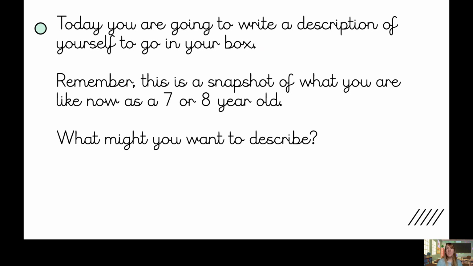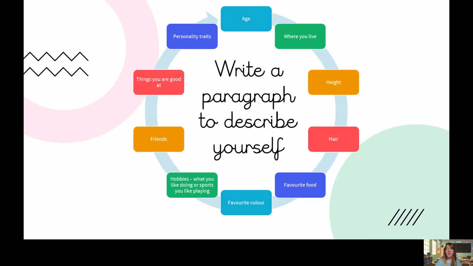So let's think about the kind of things you might want to talk about if you're describing yourself. So you might want to say your age, you might want to say where you live, you might want to say how tall you are if you're tall, or if you're not very tall, you might want to say I'm a short person. You might want to describe your hair, the hair colour, whether it's straight or curly, whether it's long, whether it's short. You might want to talk about what your favourite food is, or your favourite colour, your hobbies, things that you like doing in your spare time, or what sports you like playing, or even what team you support. You might want to say who your friends are.